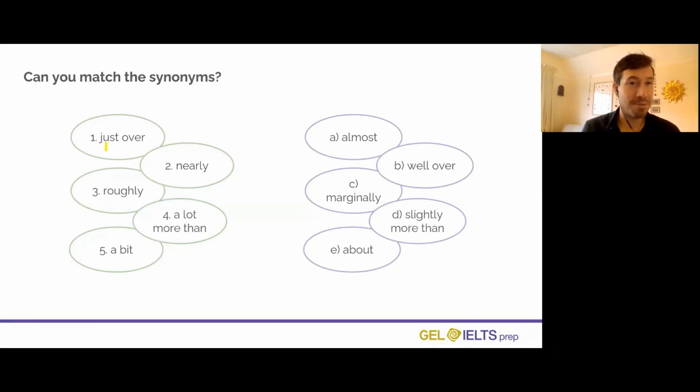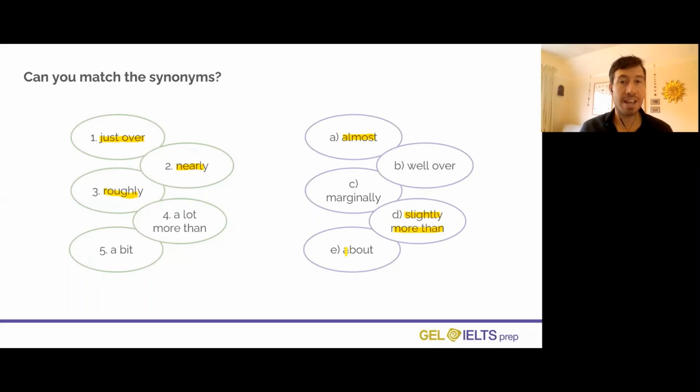Well, let's start with this first one. We've got just over. We could say slightly more than. That would be the same meaning. So just over means a bit more than. The word nearly, a synonym for nearly is almost. So just over means more than, and nearly is a bit less than, okay? So we could say almost.